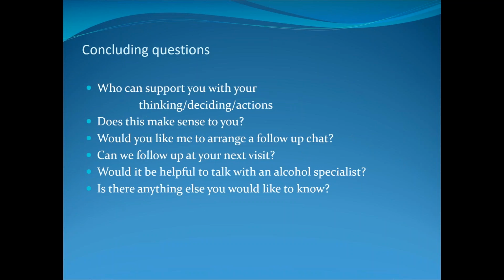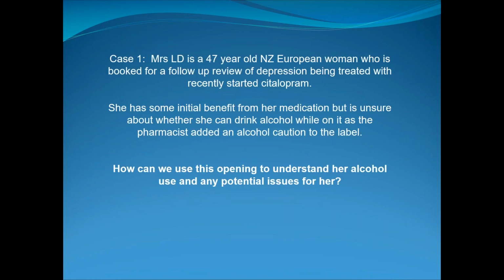I think we'll carry on with some of the cases now, and then we'll come back to some of the medication questions. So this first case is a 47-year-old New Zealand European woman who's booked for a follow-up review of depression, having been treated with recently started citalopram. She has some initial benefit from her medication, but she's unsure whether she can drink alcohol because the pharmacist has added an alcohol caution to the label. So that's good after our last question. How can we use this opening to understand her alcohol use and any potential issues for her?